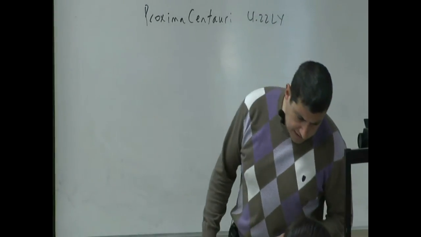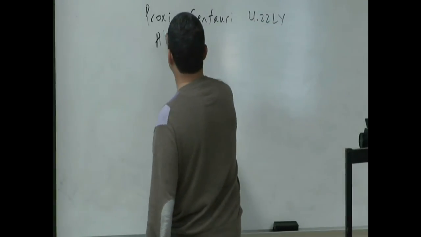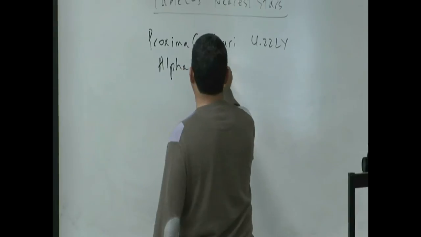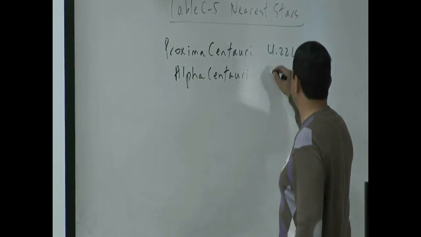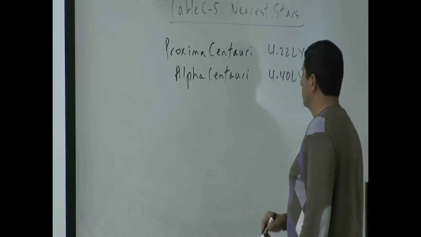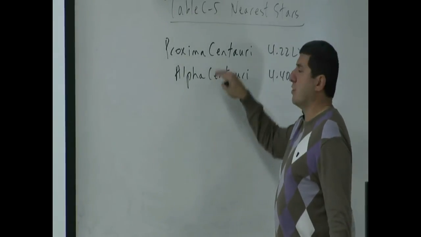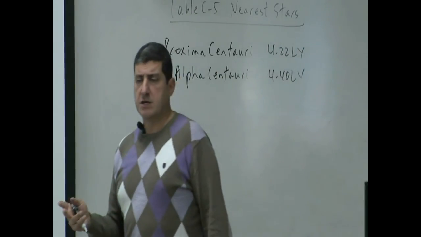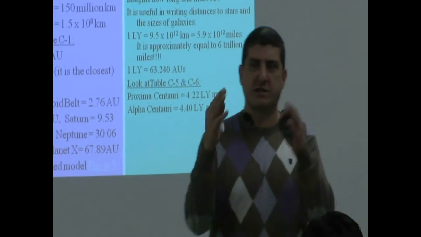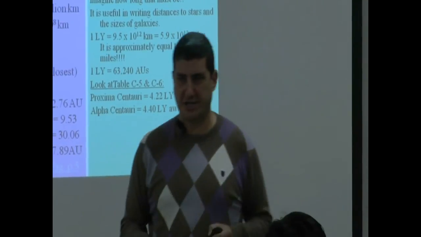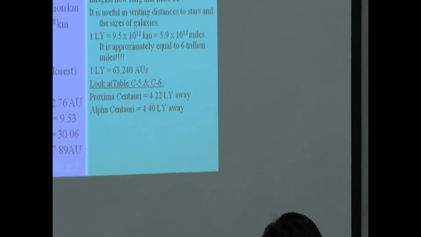Okay, the other one on that list, next one, as a matter of fact, Alpha Centauri. And it's 4.4 light years. Proxima Centauri, even though it is the closest, by the way, to remember that, think of the word approximate. So it's the most approximate, closest to us. Proxy means kind of close. That's the way to remember that.